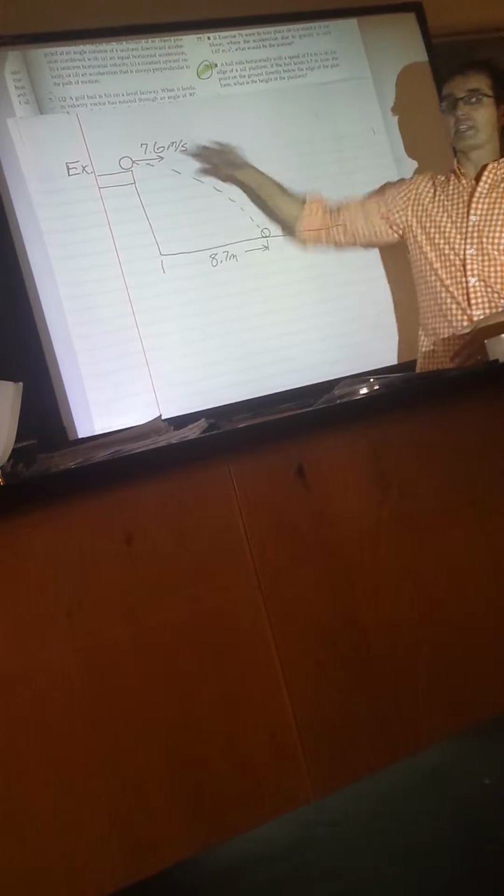They're also telling us that it lands 8.7 meters away from the edge of the platform. If I were to say what these two things were, what would I label them as? What quantities are they? Initial velocity. Yep. Initial velocity in which direction? Okay, so this is my V sub OX. And what is this? Displacement, yeah, in the X direction.